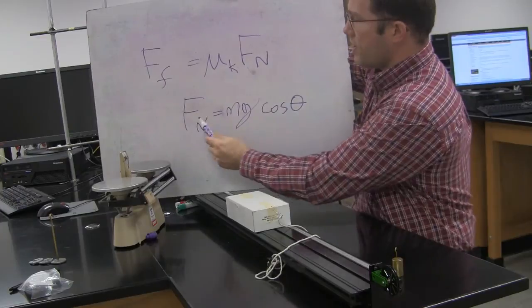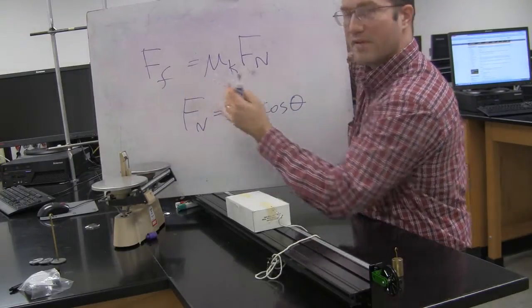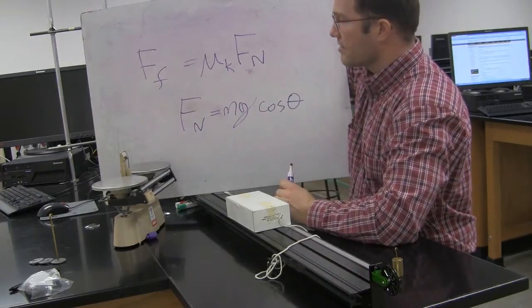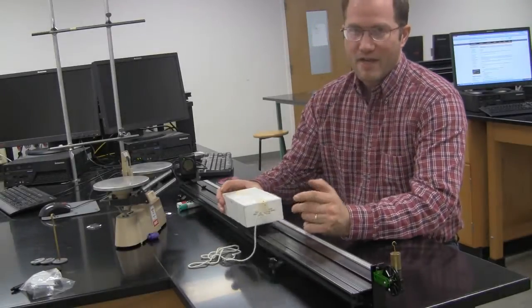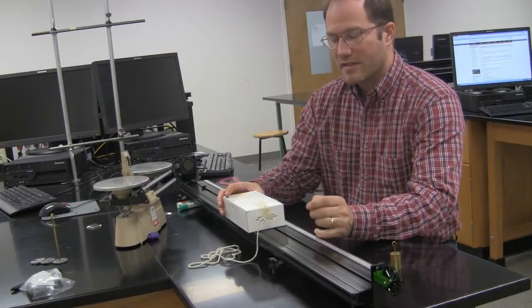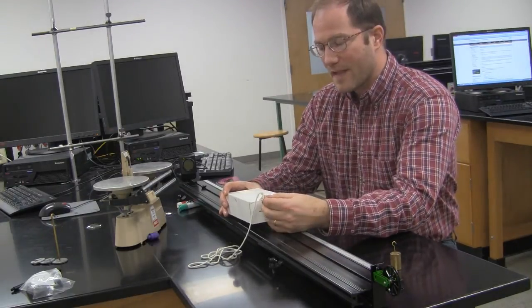So if we know what the normal force is, if we know what the frictional force is, we can now calculate the coefficient of kinetic friction for this box. Now the modified outward setup is a little bit complicated. There is actually a much easier way to determine the coefficient of friction of this box.